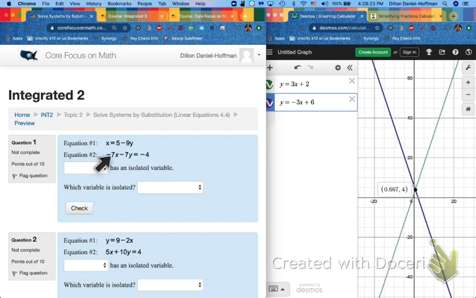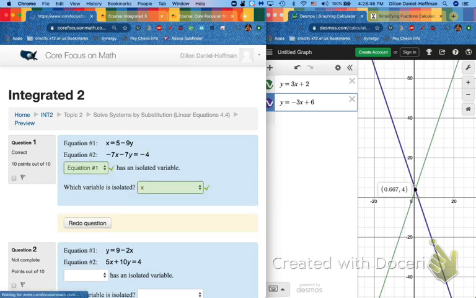Well, equation 2 has negative 7x and negative 7y both on the left side. It's not that. But equation 1 has this x that's alone on the left. Nothing is next to it. The y has 5 minus 9y there. It's really crowded in this hood of the y. But the x is all by itself. It's isolated on equation 1. That's all we're going to do for these first few problems.